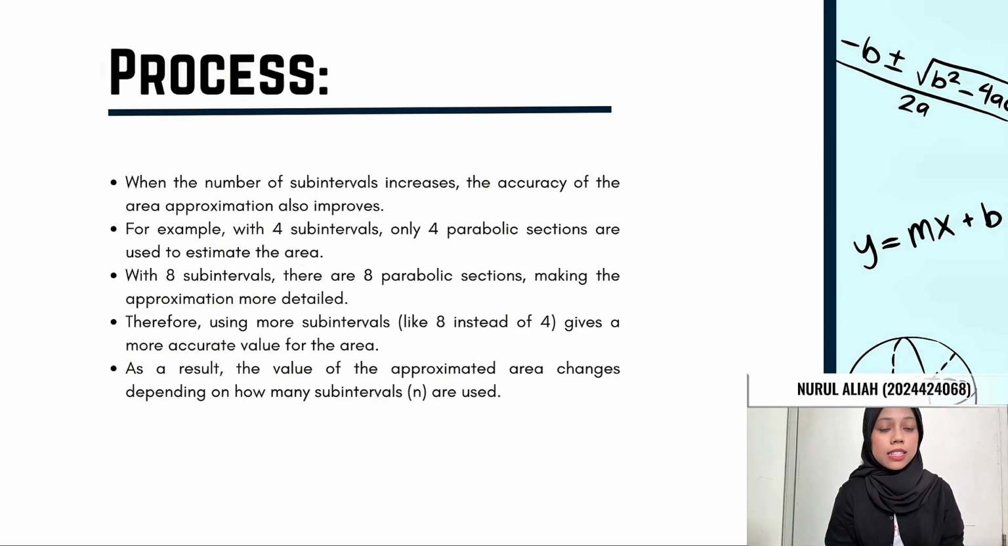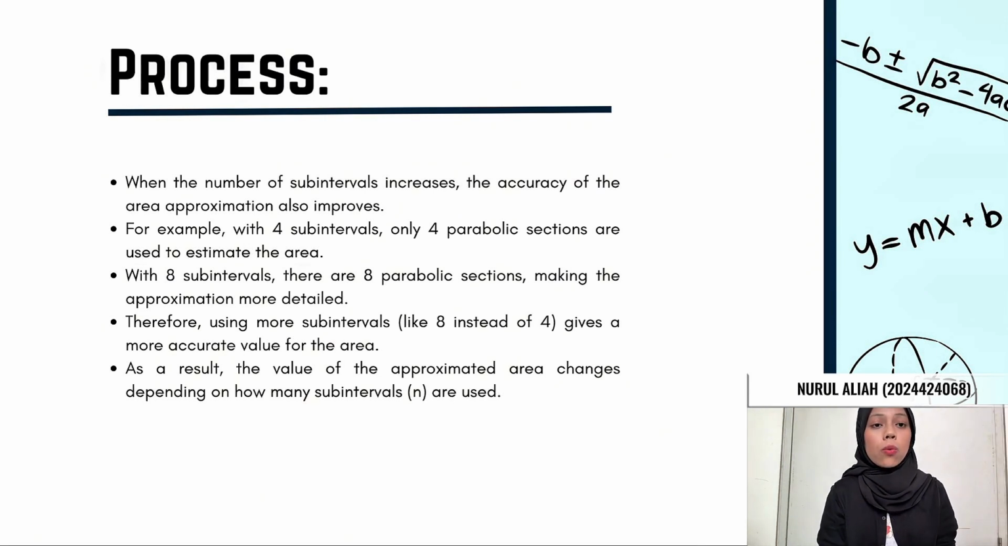When the number of subintervals is high, the accuracy of the area is high too. To be more precise, there are only 4 parabolic top elements to be calculated when n is 4, while compared to 8 subintervals, there are 8 parabolic top elements to sum up the area of the integral. Thus, the accuracy of 8 subintervals is higher than 4 subintervals.